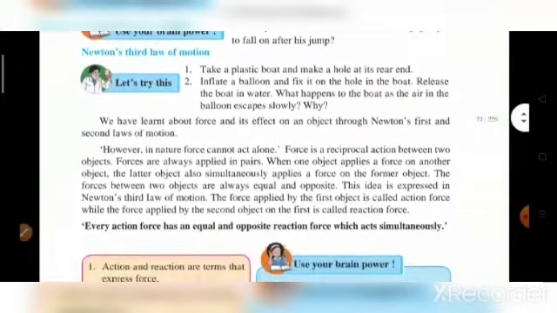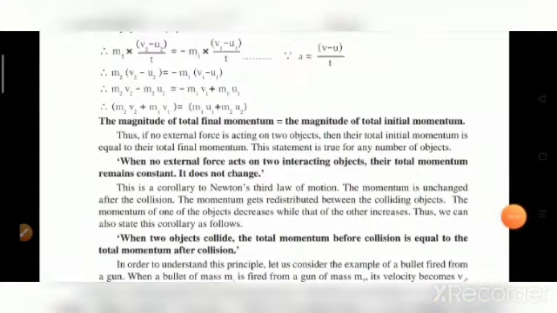Moving on to Newton's third law of motion, every action force has an equal and opposite reaction which acts simultaneously. Moving on to the law of conservation of momentum, the magnitude of total final momentum is equal to the magnitude of the total initial momentum. When no external force acts on two interacting objects, the total momentum remains constant. It does not change. When two objects collide, the total momentum before collision is equal to the total momentum after collision.